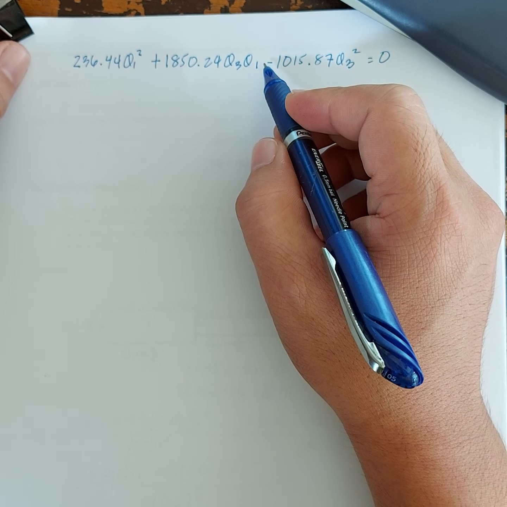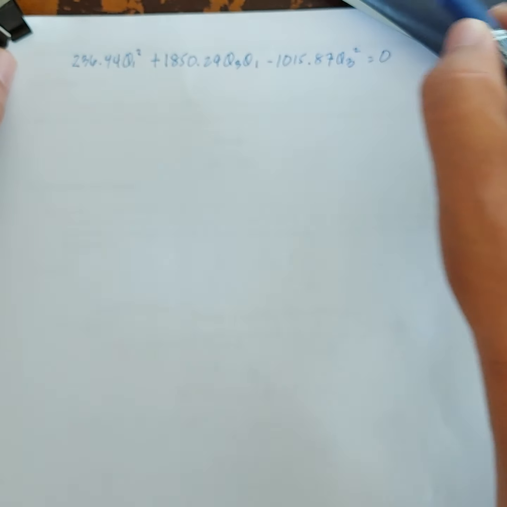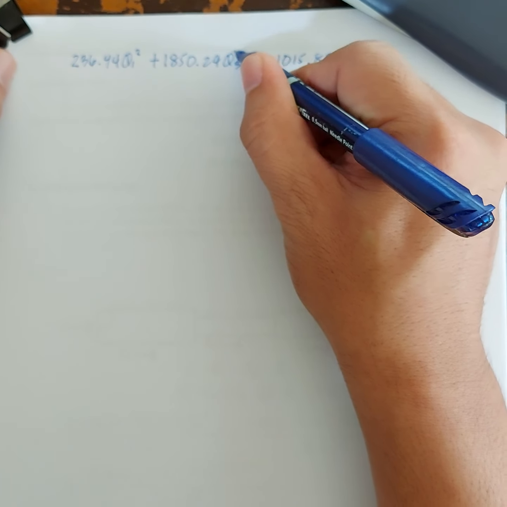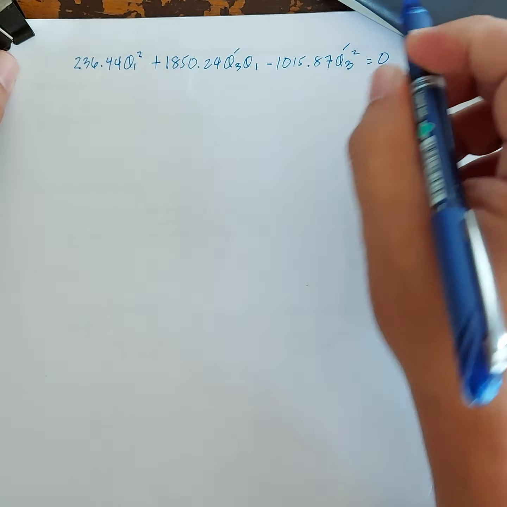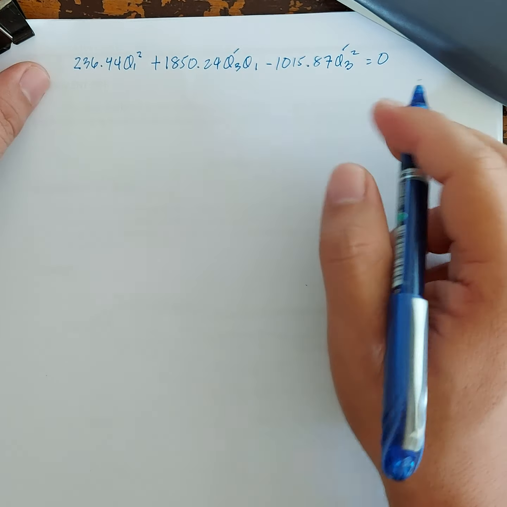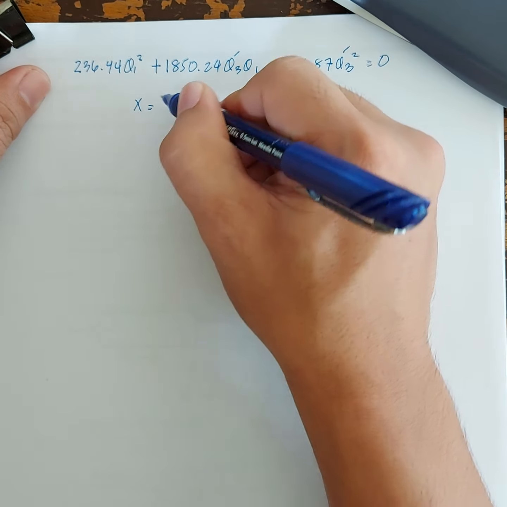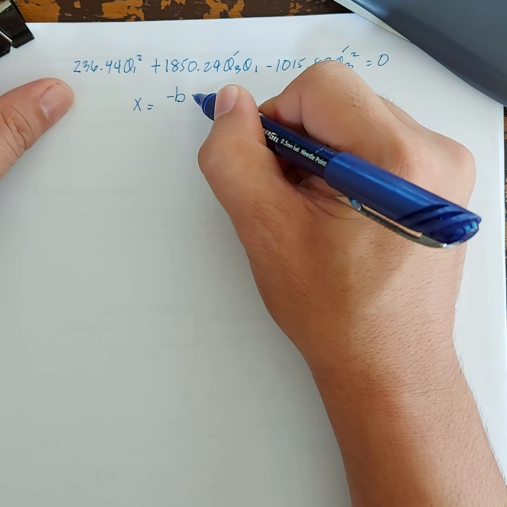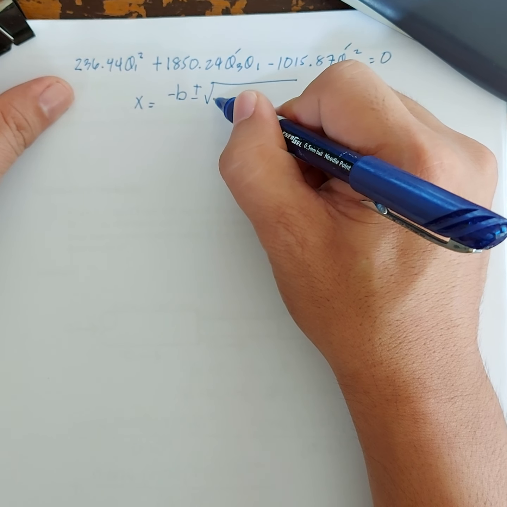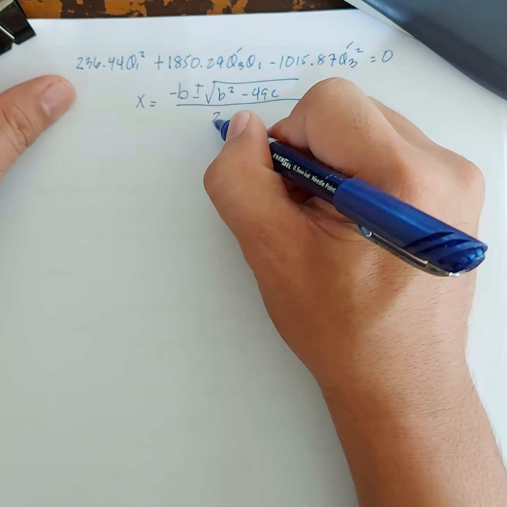Q3 is constant. So Q3 is constant, so that when we apply the quadratic formula, or we're going to use the quadratic formula. So review lang natin ano yung quadratic formula. So that is minus b plus minus square root of b squared minus 4ac over 2a.